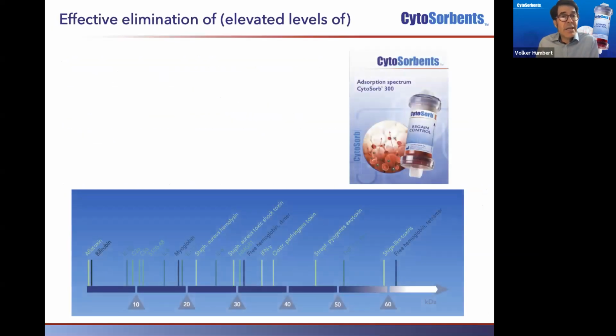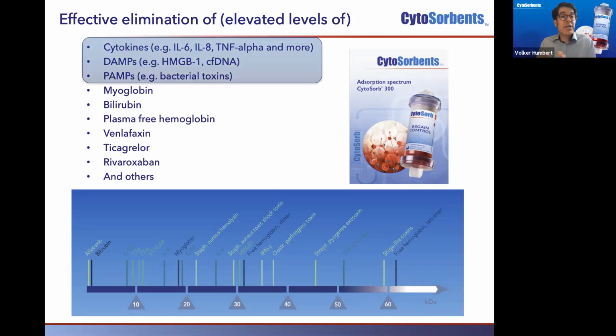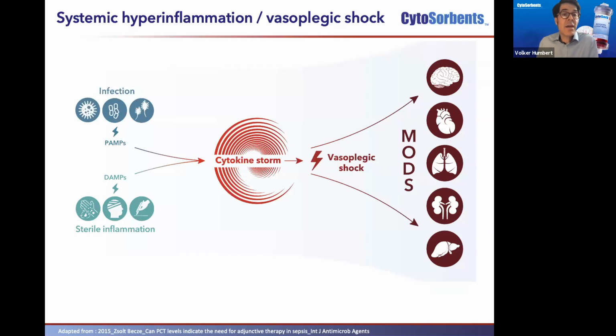When we look at the elimination spectrum, you find a variety of substances, first of all cytokines, but also very important trigger substances of the immune response, like the so-called DAMPs and PAMPs and other substances. I'd like to mainly concentrate on the first three, as this is providing the rationale of using Cytosorb in systemic hyperinflammation, or more clinically speaking, in situations of vasoplegic shock.